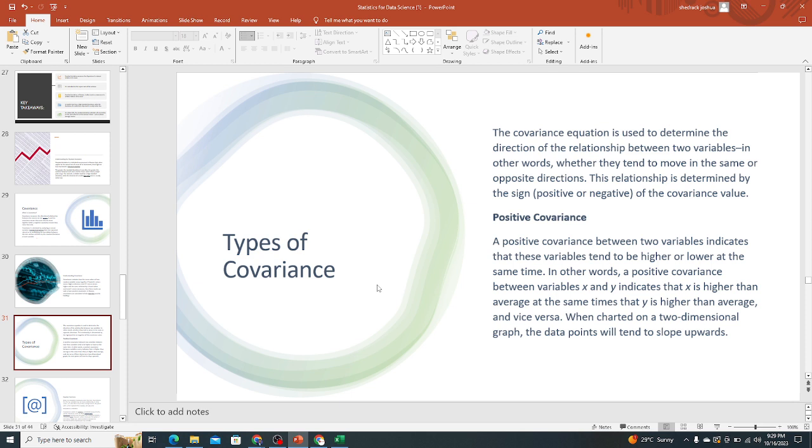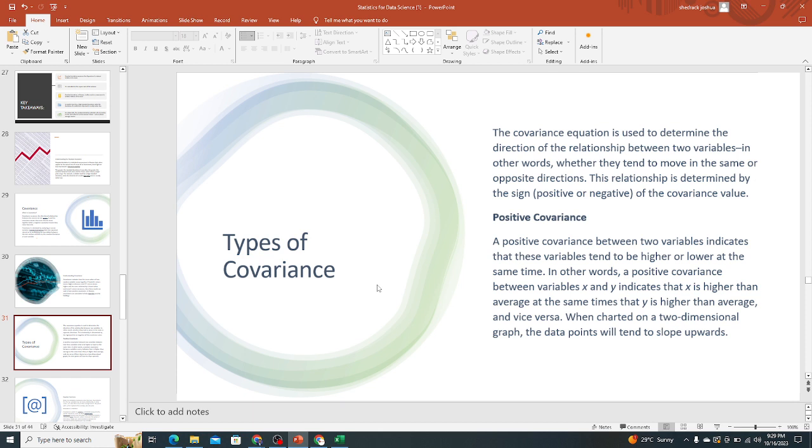In covariance, we don't have anything to do with strong or weak. Don't confuse that. In covariance, it's either the two variables are moving in the same direction or in the opposite direction. When we talk about strength, we are dealing with what? Correlation.